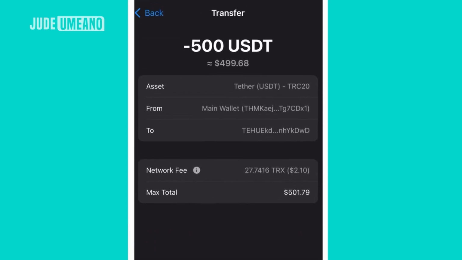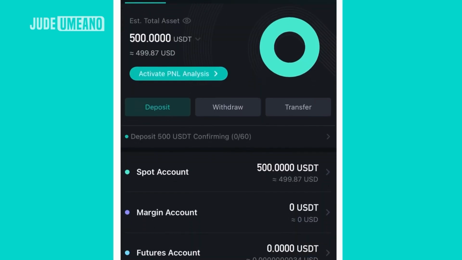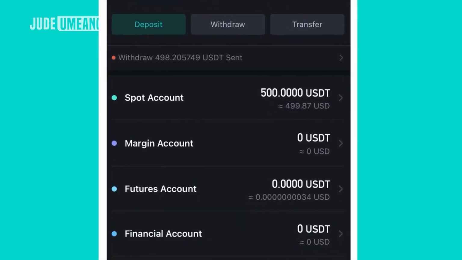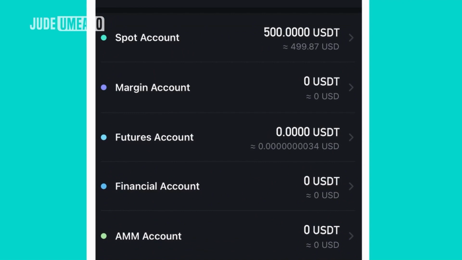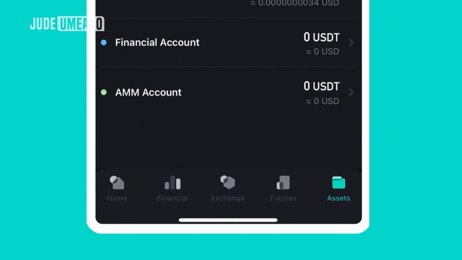So I'll give it a little time and this money is going to appear in my wallet. Now the money has arrived. So I have 500 USDT and this came straight to my spot account. I can choose to move it to margin, futures, financial, and AMM. Now back to the bottom menu, I have financial, exchange, and futures.